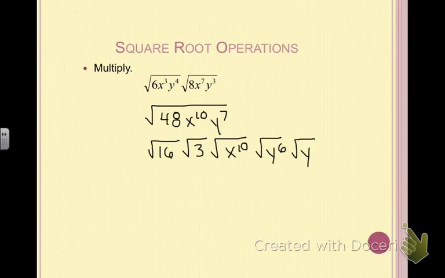Now, take the square roots of all the perfect squares. The square root of 16 is 4. The square root of x to the 10th power is x to the 5th power. And the square root of y to the 6th power is y cubed. The other factors will be rewritten under a single radical sign, and the final simplification is 4x to the 5th power times y cubed times the square root of 3y.